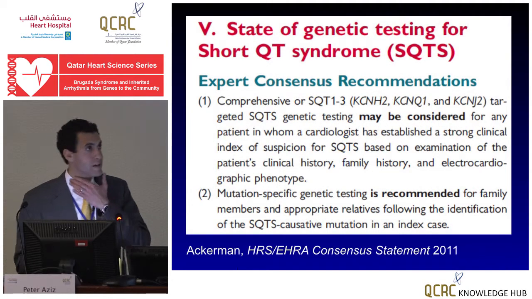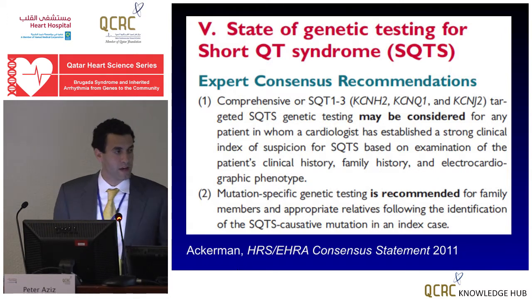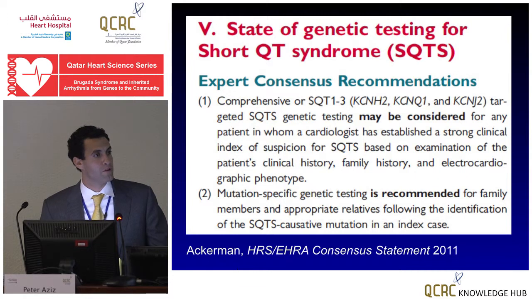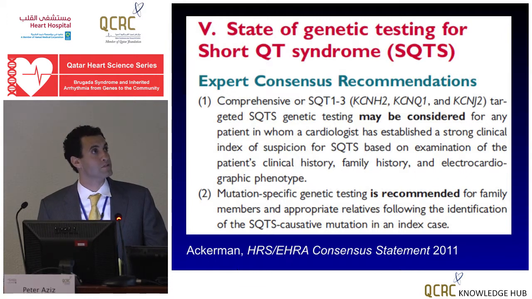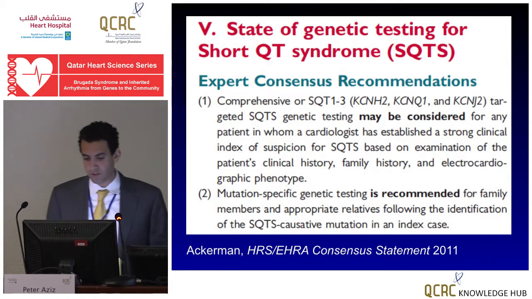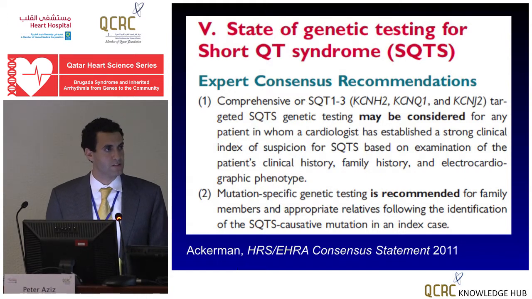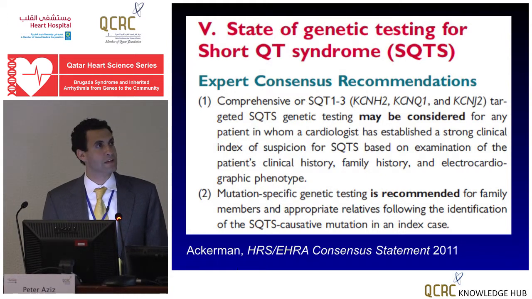So what is the state of genetic testing? What are the recommendations? This is by Ackerman through the Heart Rhythm Society and the European Heart Rhythm Association consensus statement in 2011. They state that comprehensive short QT testing for the mutations described may be considered for any patient in whom a cardiologist has established a strong clinical index of suspicion for short QT syndrome based on evaluation. Mutation-specific testing is recommended, though, for family members, so cascade screening is still something that is indicated.